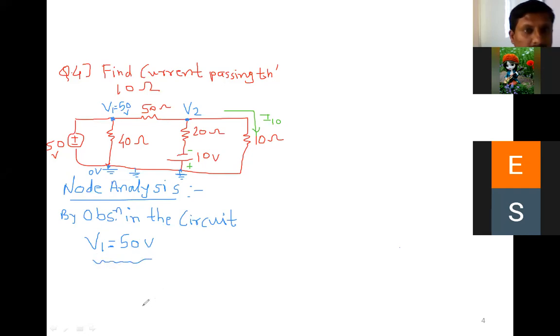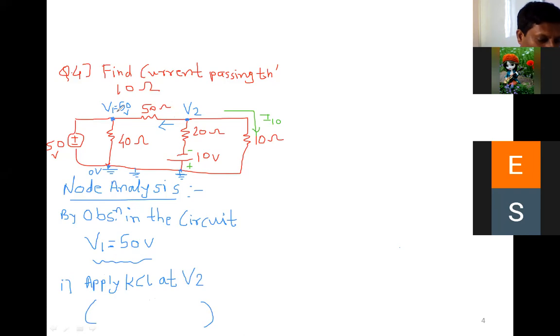Okay. Now next, apply the KCL. Only one principal node is there now. Apply KCL at V2. At node V2, the assumption will be, for this branch, V2 is greater than 50.